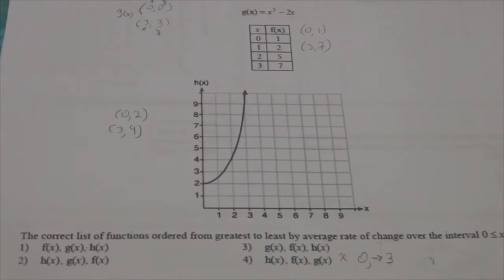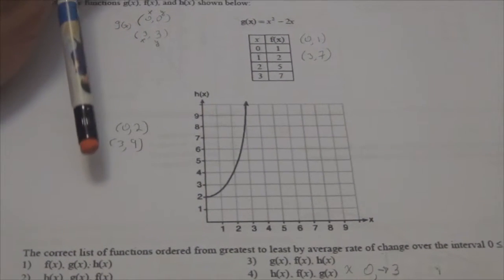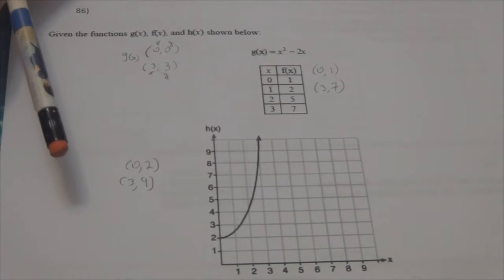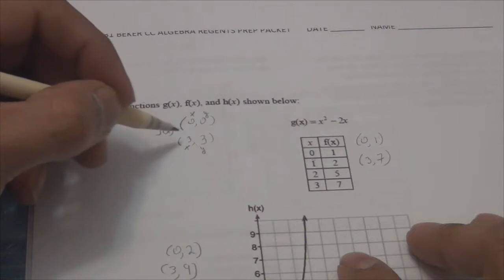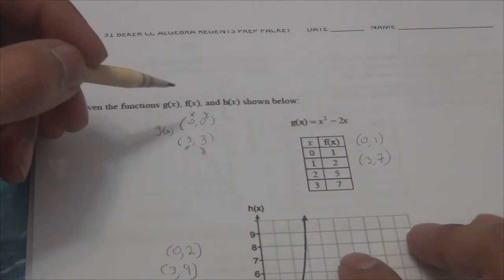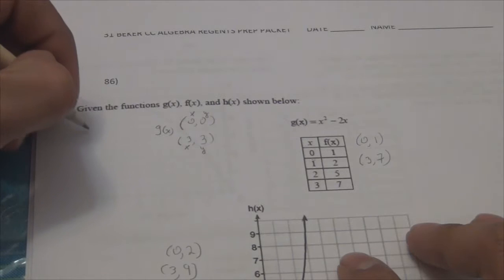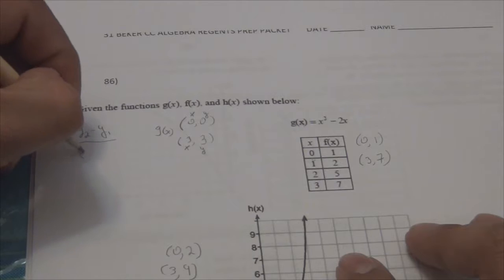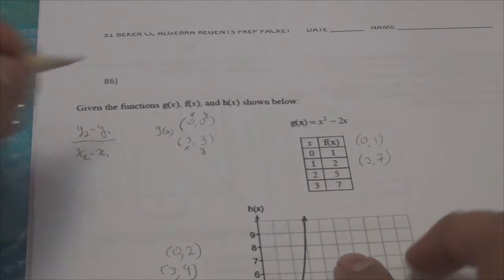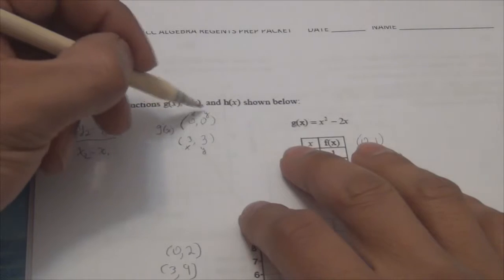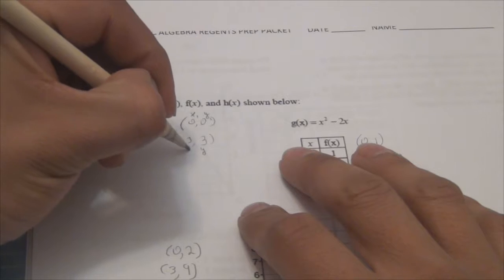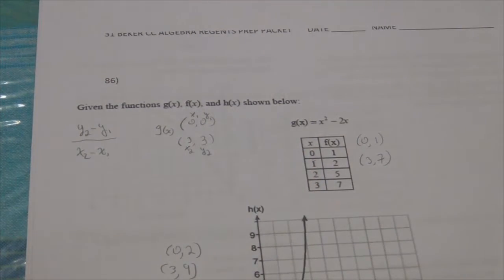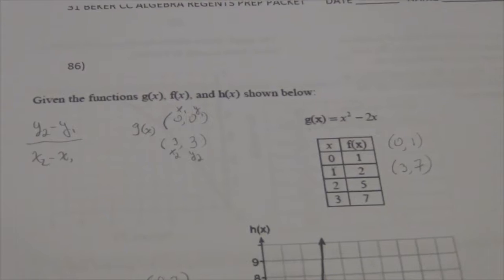Now let's find the average rate of change. In other words, the slope. So for g of x, the slope is y2 minus y1 over x2 minus x1. So you know what, I'm going to write it. This is how you find the slope: y2 minus y1 over x2 minus x1. So now let's replace these values. Let's call this the 1s and let's call this the 2s. Hopefully you can see that. If not, I'll zoom in. I have space.